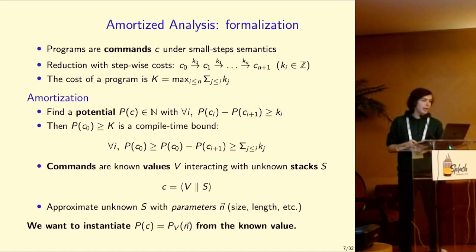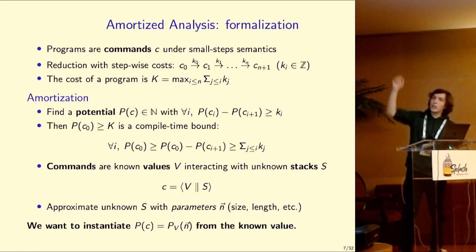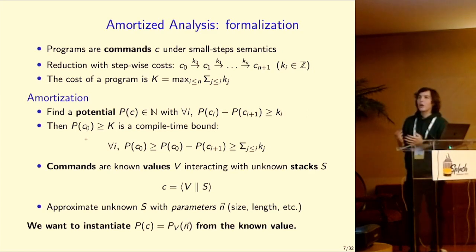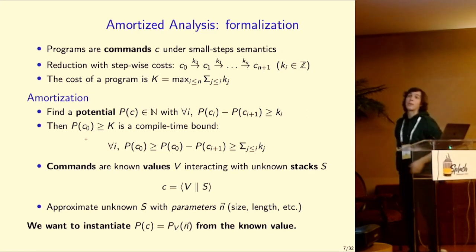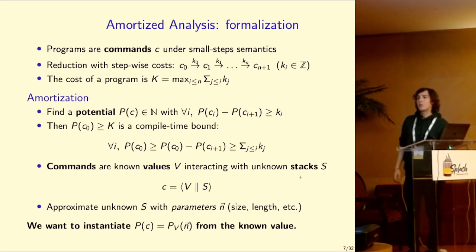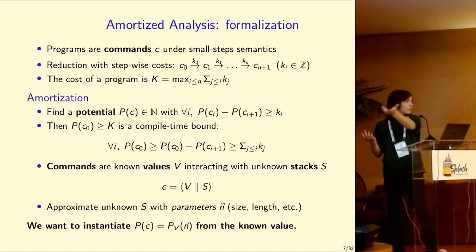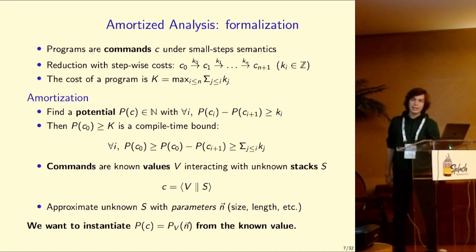So to get a bound on this reduction, what we do is we fix a potential function on commands, which can cover every single cost, and then the initial potential is a compile-time bound on the cost of the overall program. The problem is, in order for this to work, we need our commands to be built out of a value, which is a program we are computing, so a function basically, and it interacts with an evaluation context called a stack, which contains arguments for the function. And we know V, that's a program whose source code we have, but we don't know S.